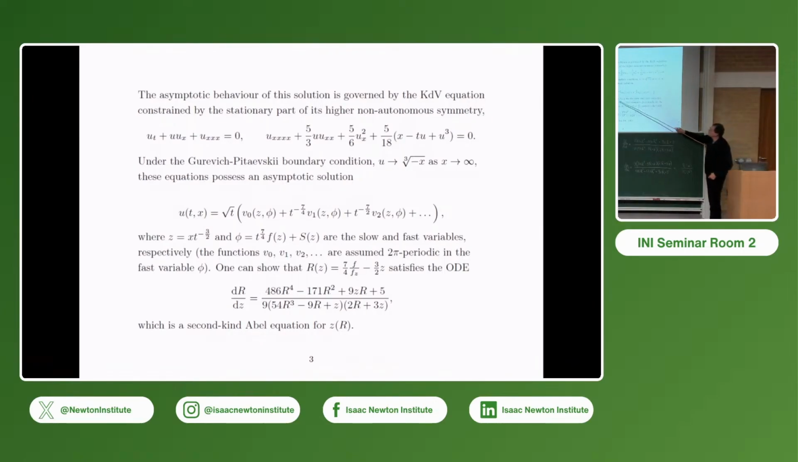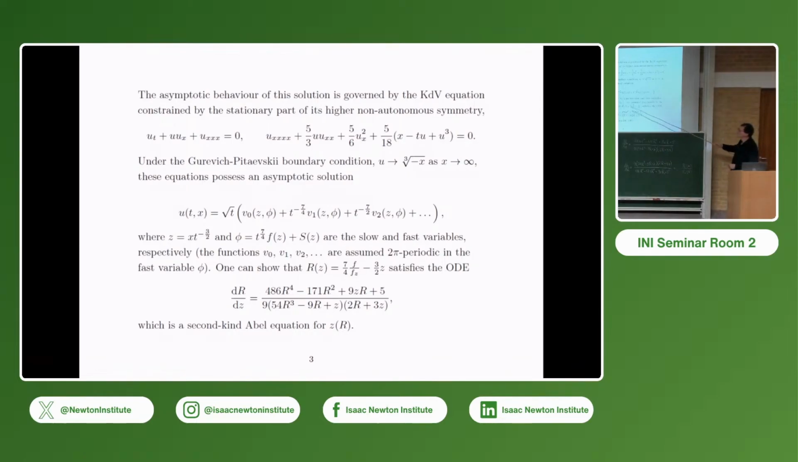It is convenient to associate with this function f of z another function which is called r of z, which is exactly this expression, 7 over 4 f over f'(z) minus 3 over 2 z. Somehow this quantity appears in the calculation. If you substitute this ansatz into here and here, somehow this thing appears, r of z. And it's convenient to work with this function r of z. Furthermore, this function r of z is not arbitrary. It must satisfy this ODE. It's just a first order ordinary differential equation, right? With these particular coefficients, all coefficients are uniquely determined. They're actually uniquely determined by the normalizing coefficients here, and then these are also determined by the coefficients of KdV. Right?